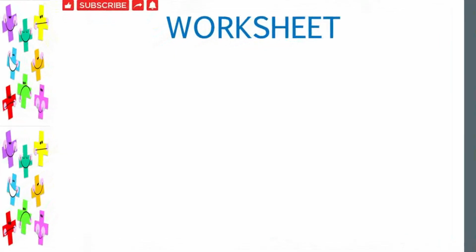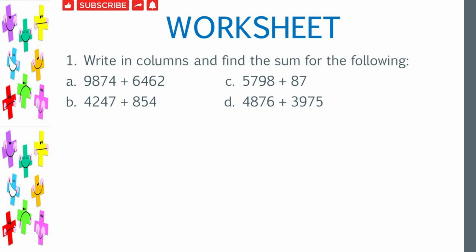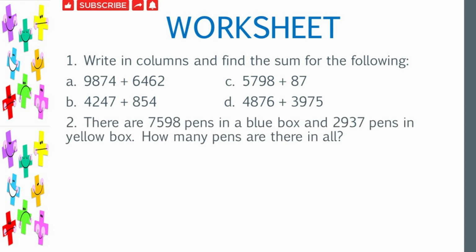Now children, I will give a small worksheet for you to practice. First question, write in columns and find the sum for the following. A. 9,874 plus 6,462. B. 4,247 plus 854. C. 5,798 plus 87. D. 4,876 plus 3,975.